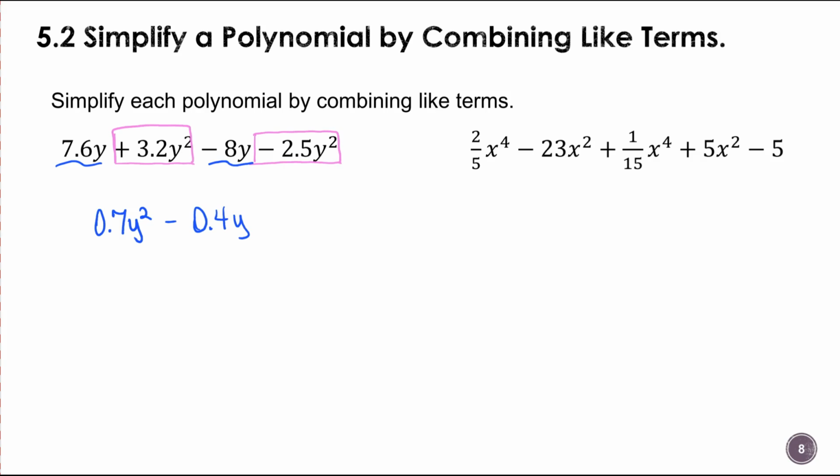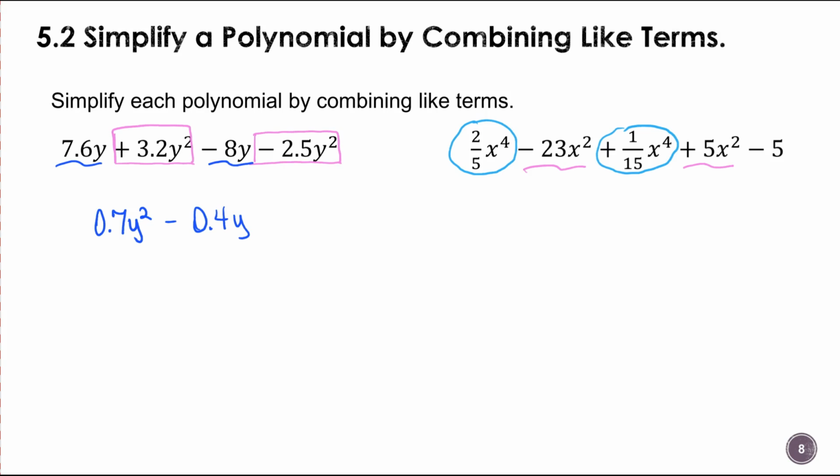Okay, so on the next one, I'm adding a 2/5 and a 1/15 on the x to the fourth powers, right? So these two are like terms, and then the negative 23x squared and the 5x squared, and then that negative 5 just stays because that is a constant term and I don't have anything to combine it with.